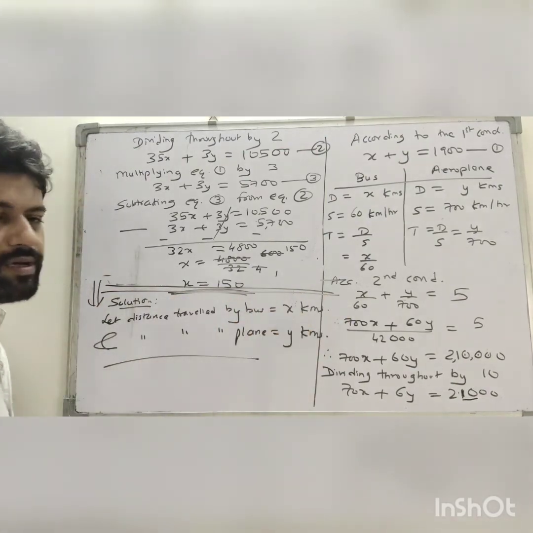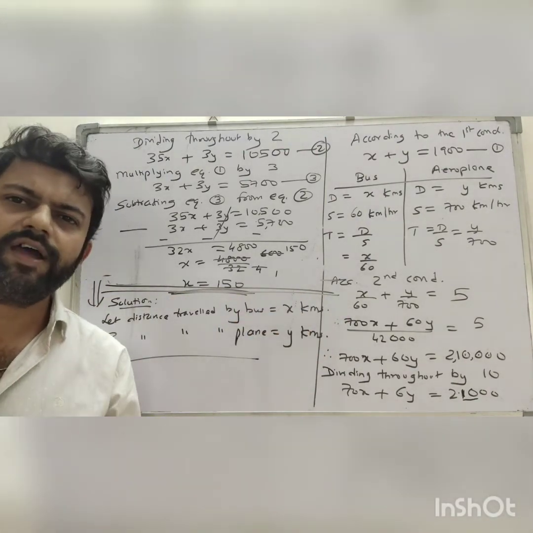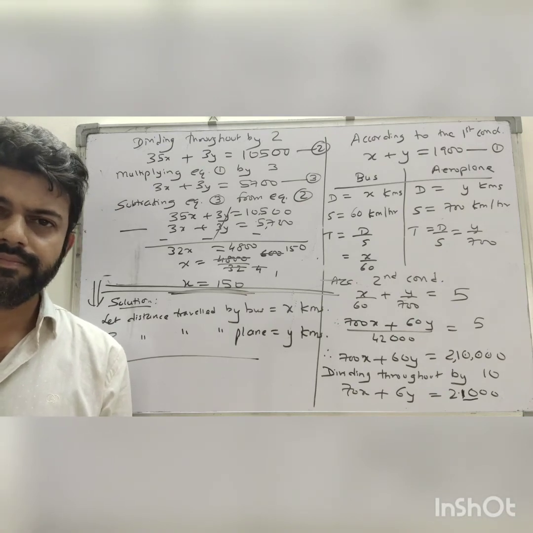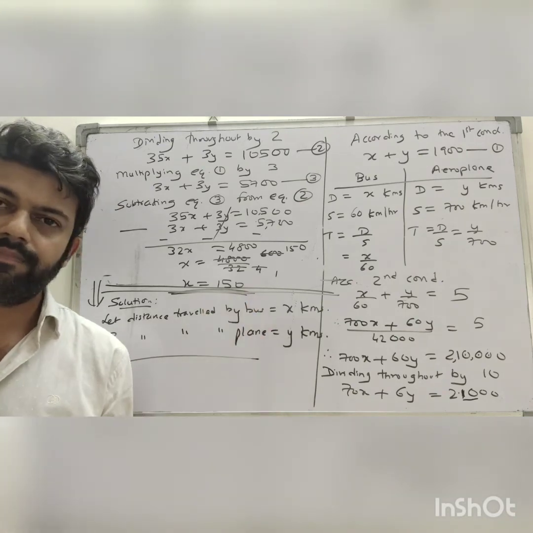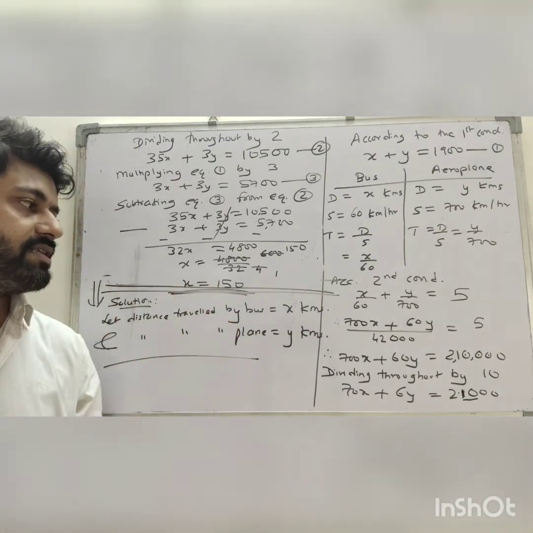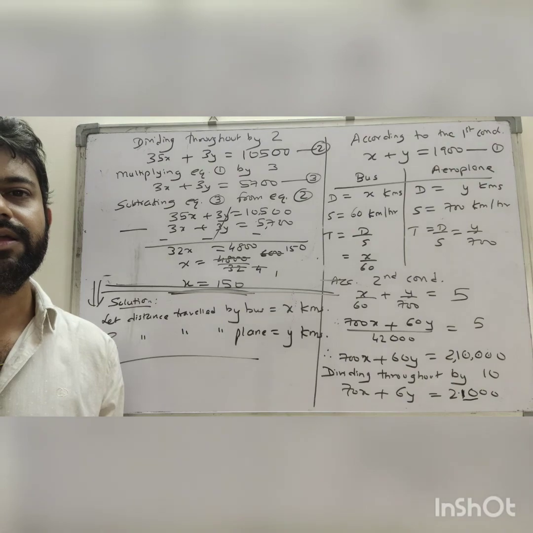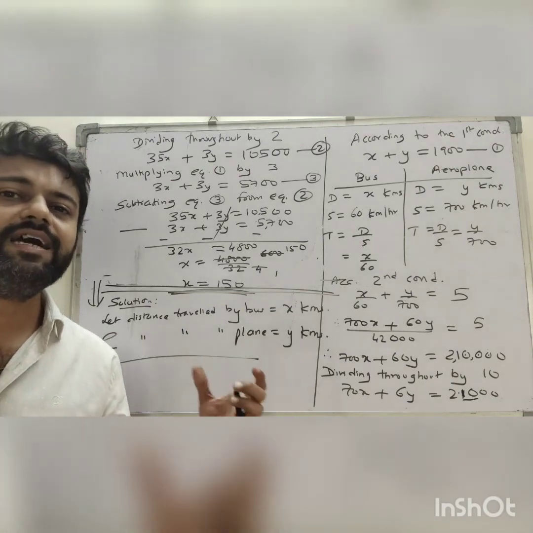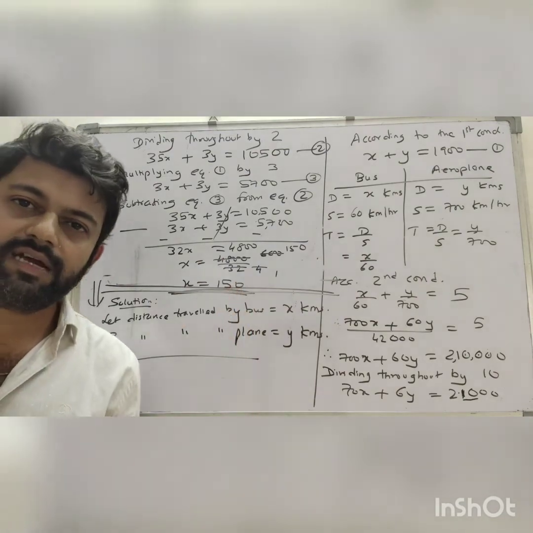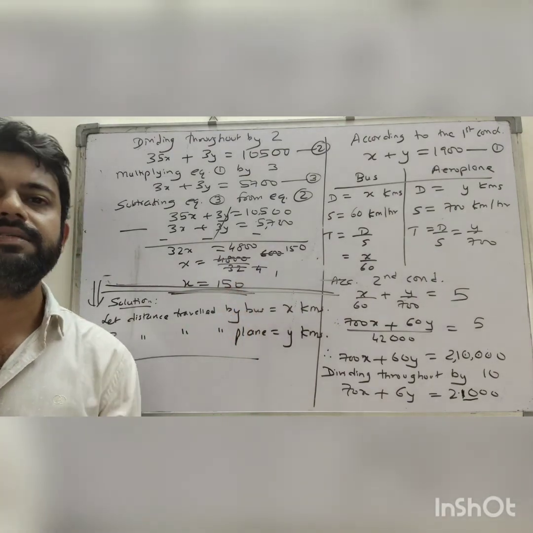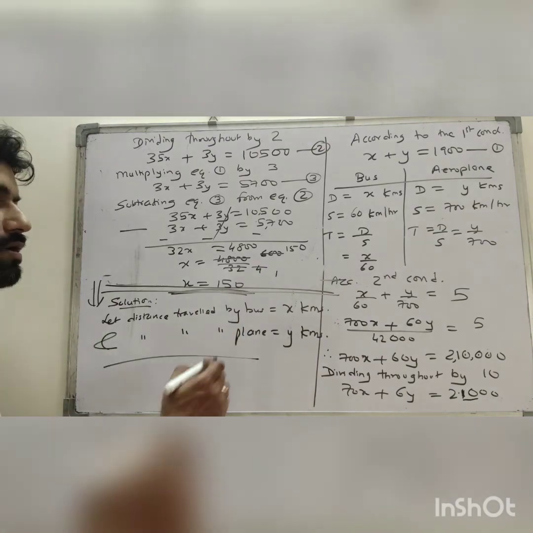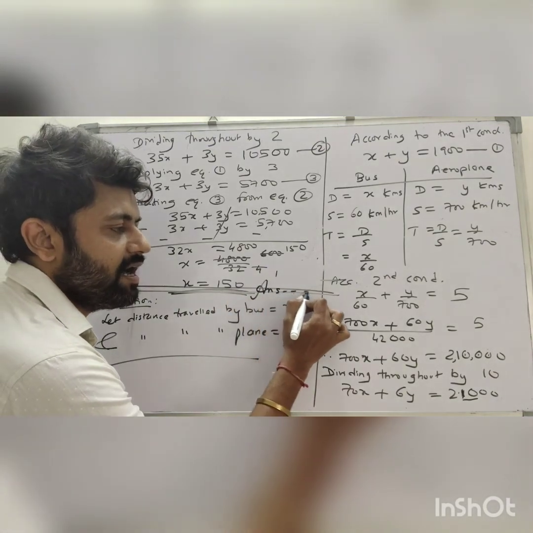Here the sum gets over. There is no need to find the value of y because they are asking us to find the distance travelled by bus. And the distance travelled by Vishal in the bus is 150 kilometers. Out of 1900, 150 he has travelled in the bus, the rest he has completed by aeroplane. So remember, do not forget to write the answer.